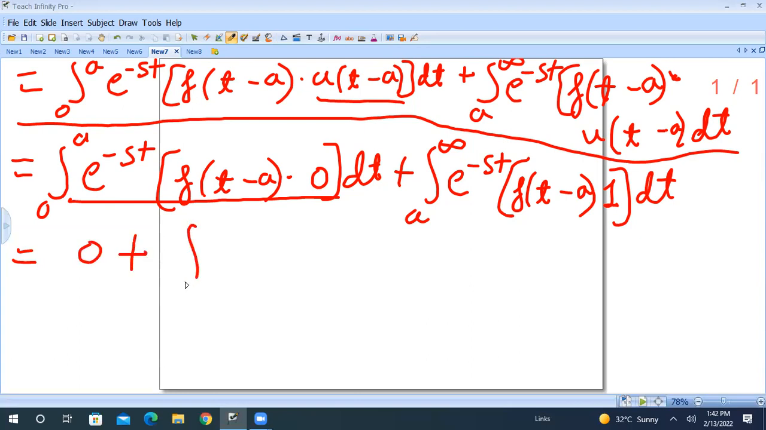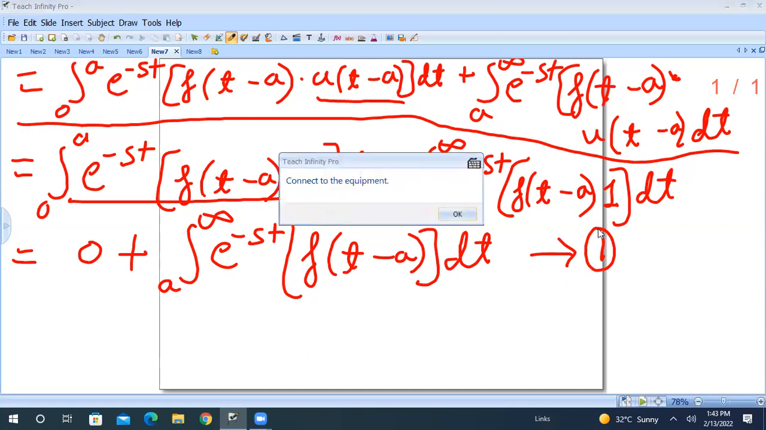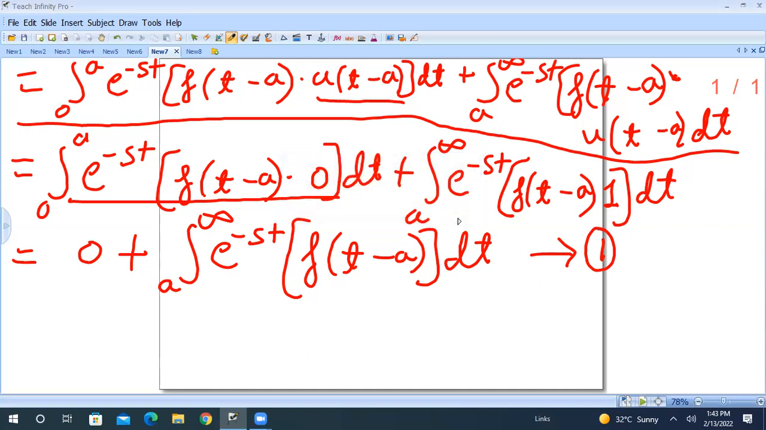So plus, from a to infinity, the value e to the power of minus st remains, then f of t minus a remains, okay? Then dt remains. Okay? This remains, the last two. So next, let us denote this as equation 1. Okay? If we denote this as equation 1, so what happens next for us?